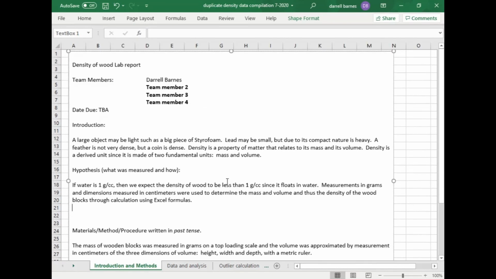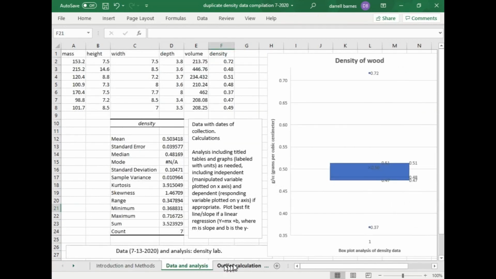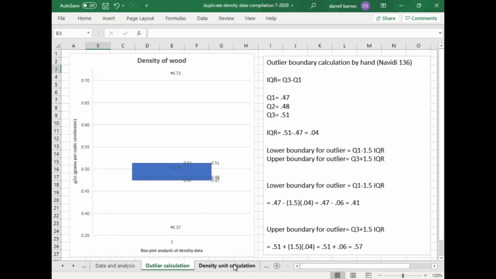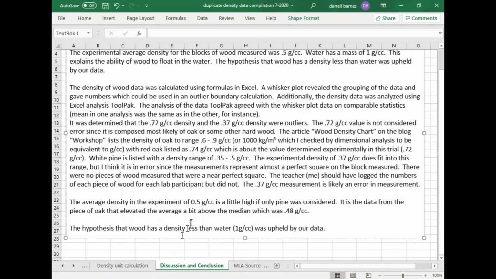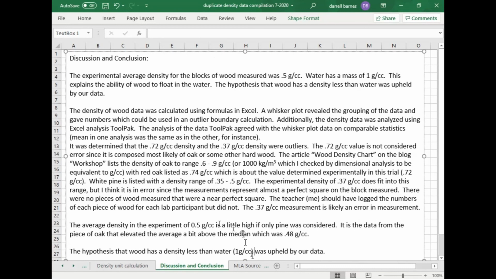Good. That is a good second draft. I'm happy with that. We've got our data. We've got our outlier calculation. I've done a video on that one, and then to keep going, I've got a density unit calculation, which looks a little bit rugged, but it works. And then discussion and conclusion. Okay, I'm good with that. It's all on one page.